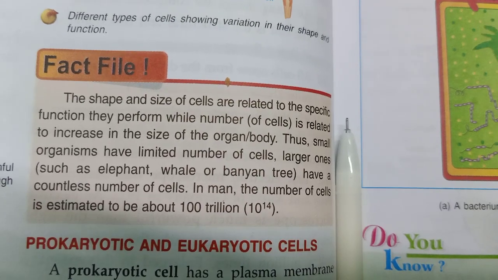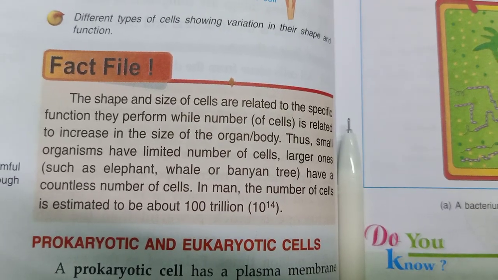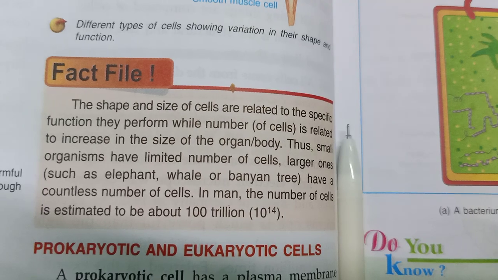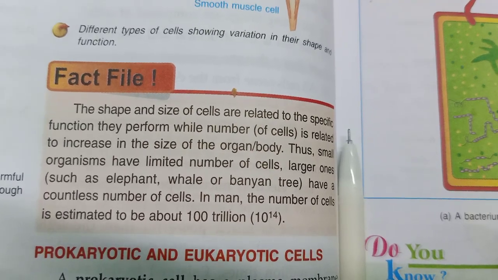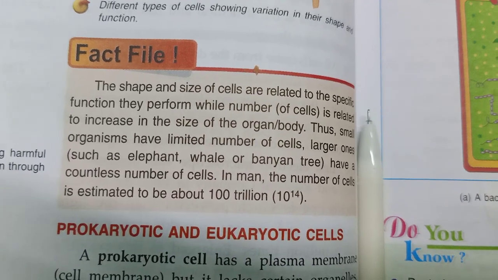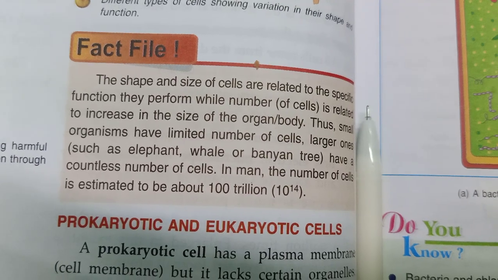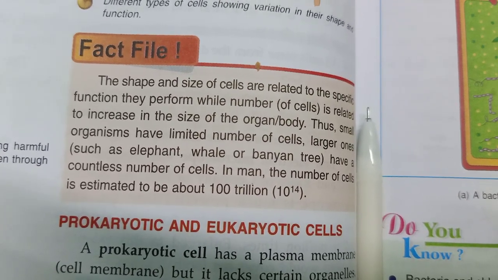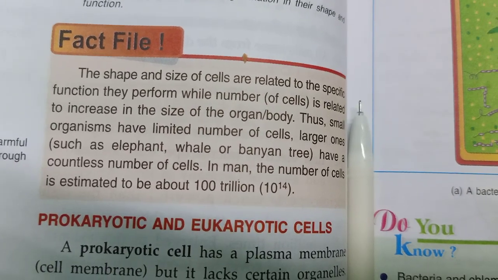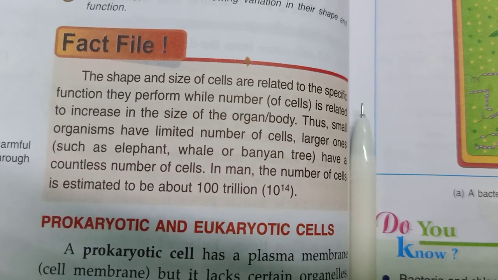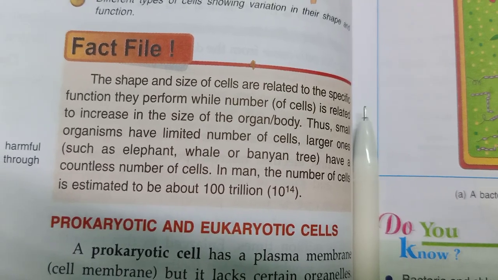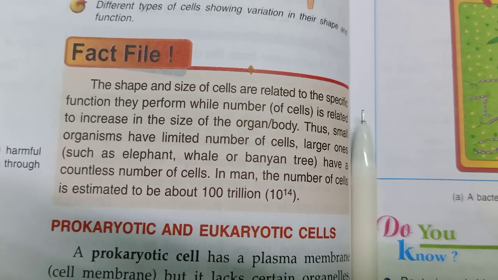Now the shape and size of cells are related to the specific function they perform, while the number of cells is related to increase in the size of the organ or body. As I told you, their shape may be circular, oval, or spindle shaped, and this depends upon the function of that particular part. The number of cells depends upon the size of our body or the size of the organ.